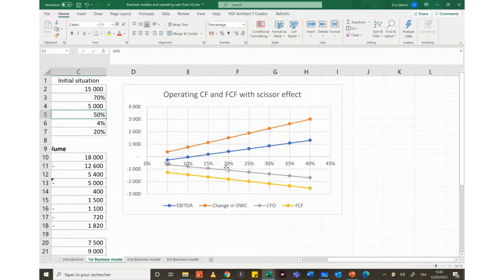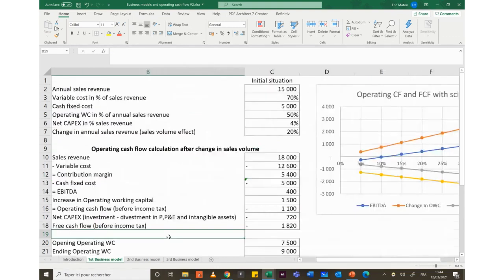If we have 20%, it is more than minus 1,000 in the negative free cash flow. Here, if we have 40% growth rate for the sales revenue, we have less than minus 2,000, but not very far from minus 2,000. Because the evolution of the operating working capital is higher than the EBITDA we create. So here is the situation without the impact of the income tax.